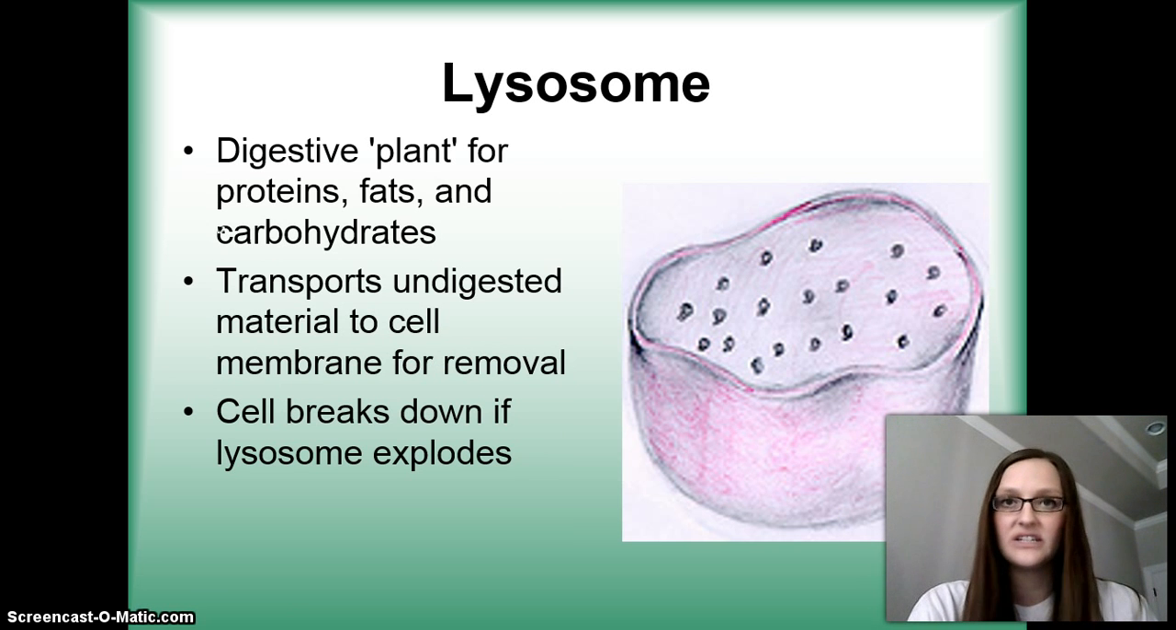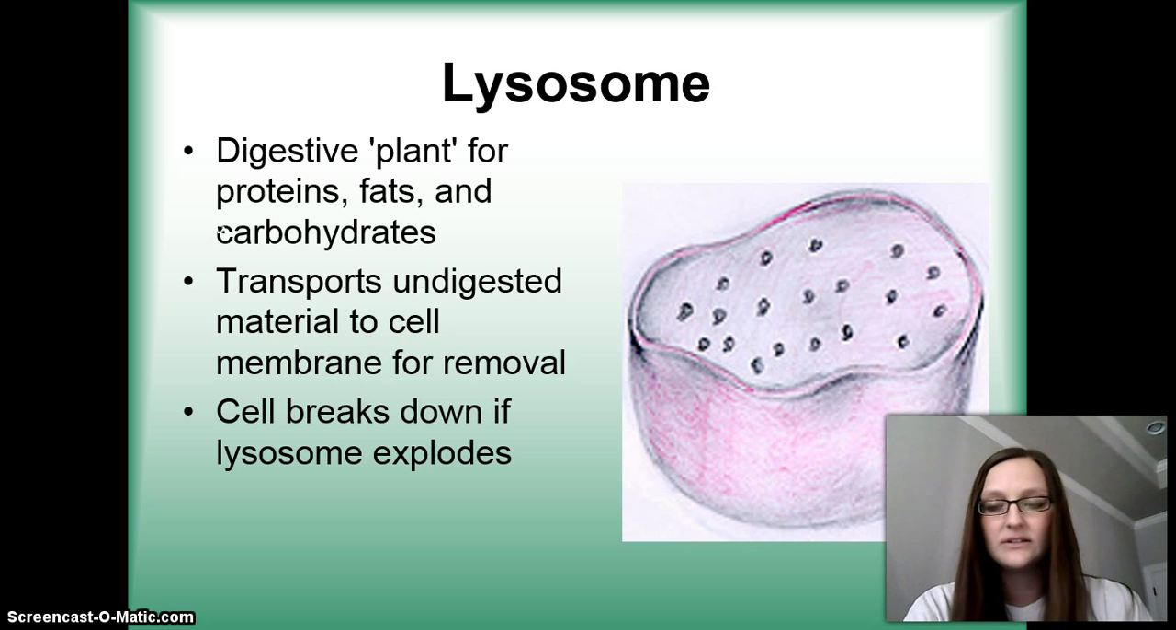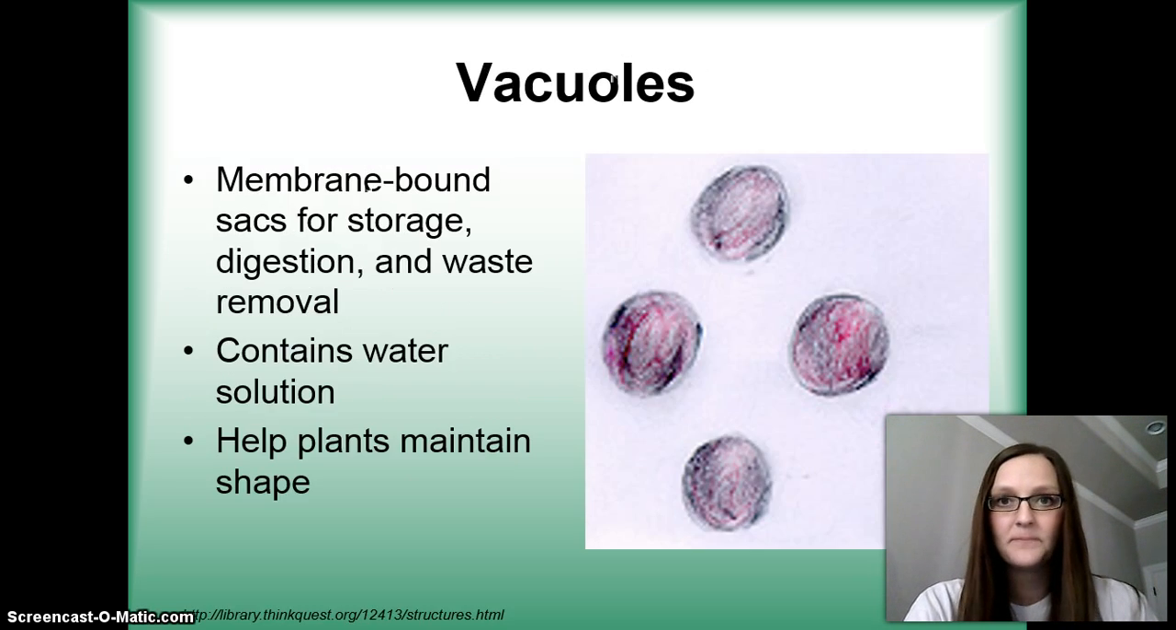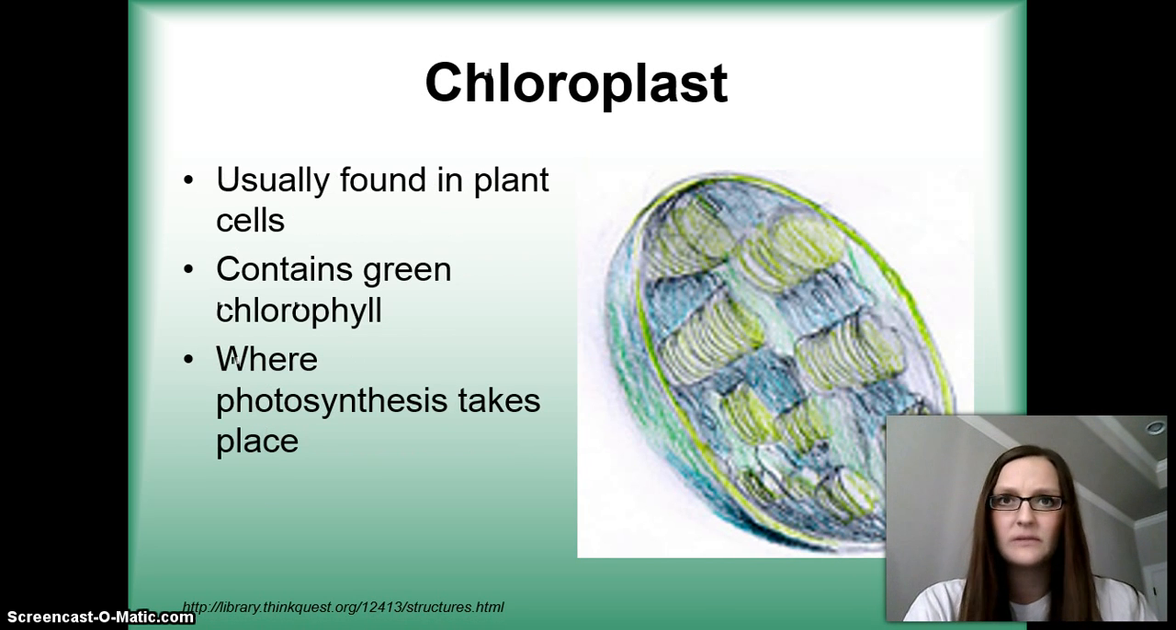They have special digestive enzymes to help break things down. If we didn't have lysosomes, our cells would explode and fill with waste, so we obviously need these things. Vacuoles. Okay, so vacuoles in plants store a lot of water and nutrients there. Some animals can have vacuoles, but typically found in plants. Chloroplasts, once again, they perform photosynthesis, which we talked about at great length in the previous unit. If you have any questions on this, please feel free to email me.